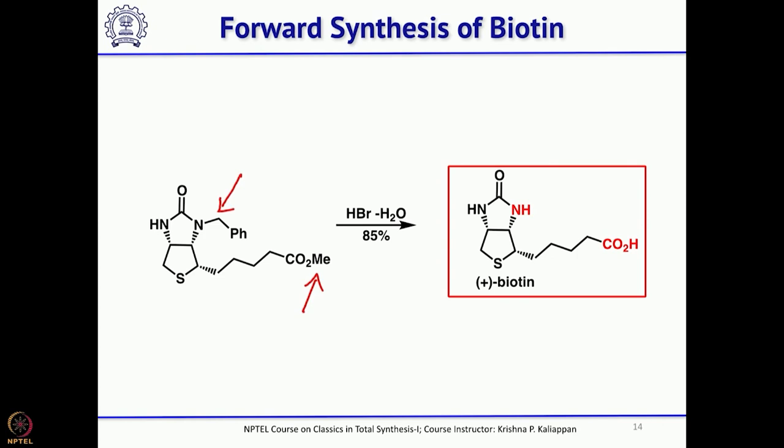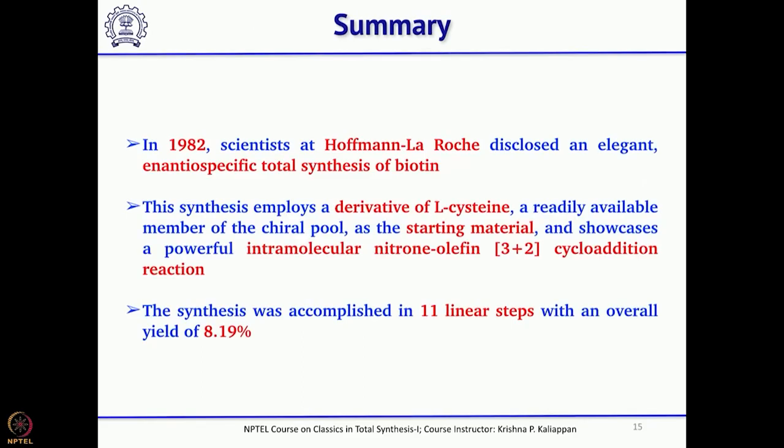To summarize, in 1982 the Roche group discussed the first enantioselective total synthesis of biotin, and they used the amino acid L-cysteine, as a dimer. They used an intramolecular nitrone olefin cycloaddition to fix the stereochemistry of nitrogen and the hydroxyl group. The hydroxyl group, as you know, has to be removed, but nevertheless, to fix the stereochemistry of the C-N bond, they used the intramolecular nitrone-olefin cycloaddition reaction. Overall, this synthesis was done in 11 longest linear steps, and the yield was impressive, about 8%. Even though the molecule looks small, an overall yield of 8% is considered decent for such molecules.